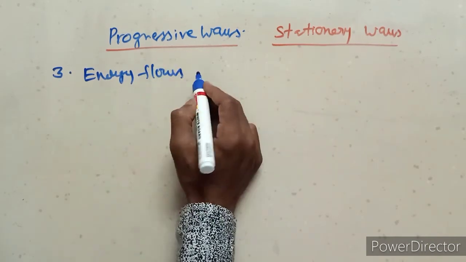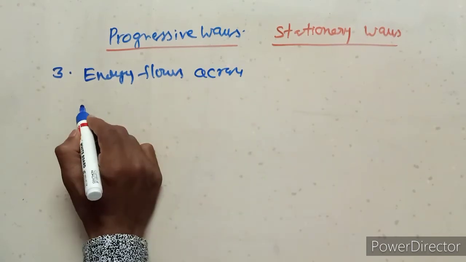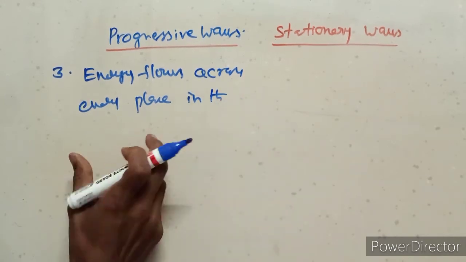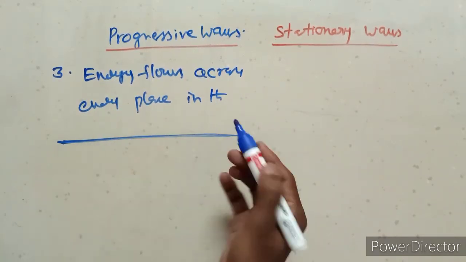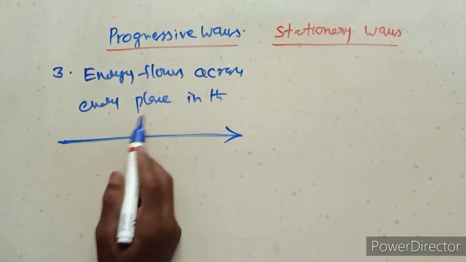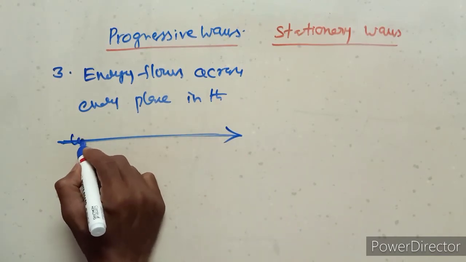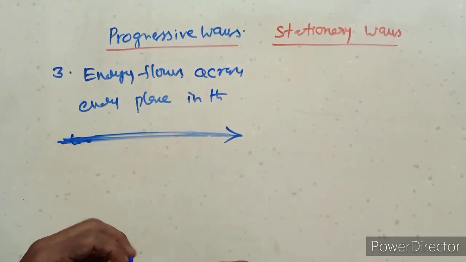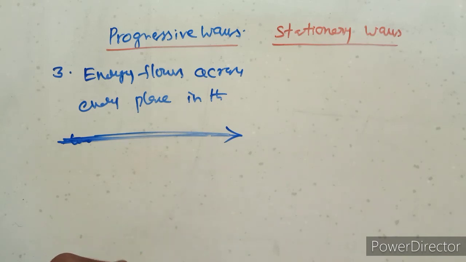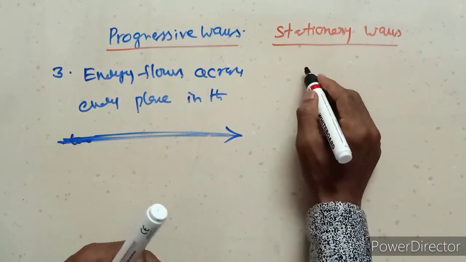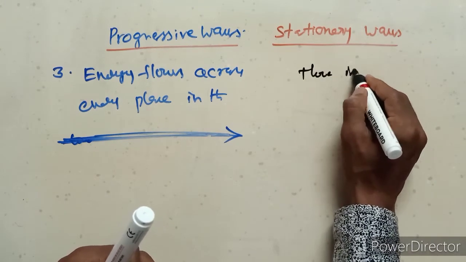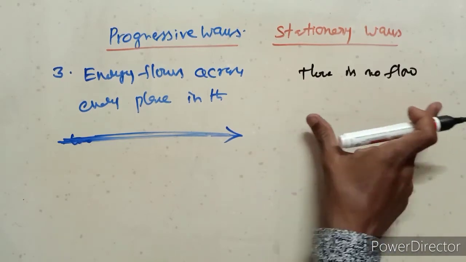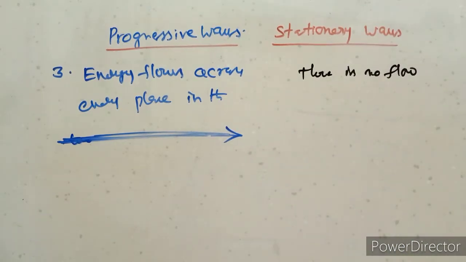Third point: in progressive waves, energy flows across every plane in the direction of propagation of the waves. In stationary waves, there is no flow of energy across any plane.